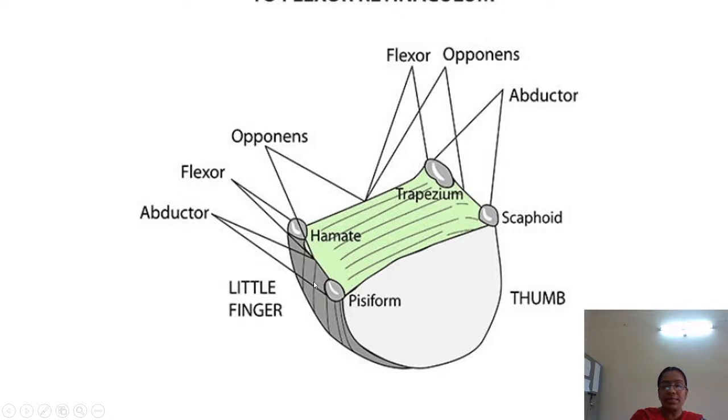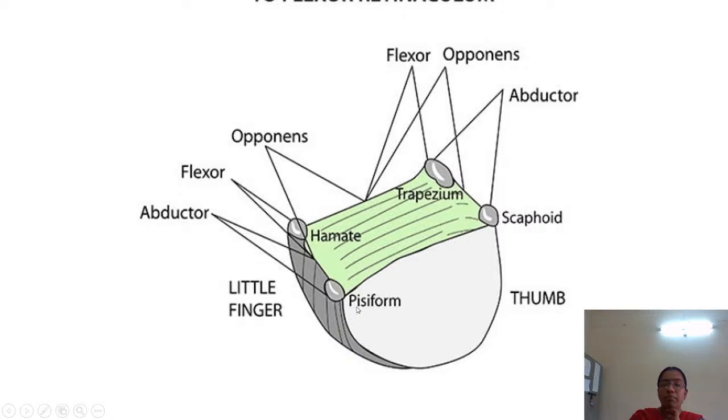When you see the attachment of the flexor retinaculum, medial and lateral attachment. This is the medial side and this would be the lateral side of the palm. Medially it is attached to the carpal bones, the pisiform bone and hook of the hamate. Laterally, the flexor retinaculum is attached to the tubercle of the scaphoid bone, this is the scaphoid bone, and the crest of the trapezium.